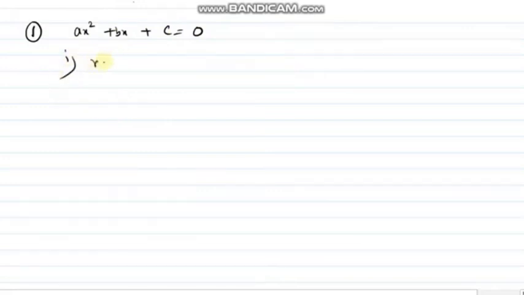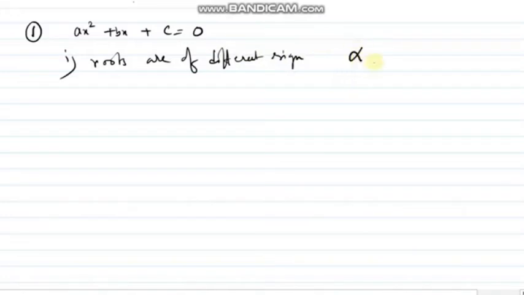Hello everyone, as I promised, again we are going to discuss some basic quadratic problems in this video. So before starting that, let's discuss this thing. If the quadratic equation is ax square plus bx plus c equals to 0 and the roots are of different sign, what's the meaning of roots of different sign? That means if one root is alpha, another root will be minus alpha. So if I add them, I will get alpha plus minus alpha equals to 0.